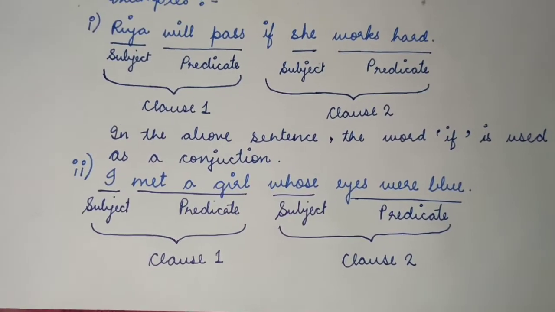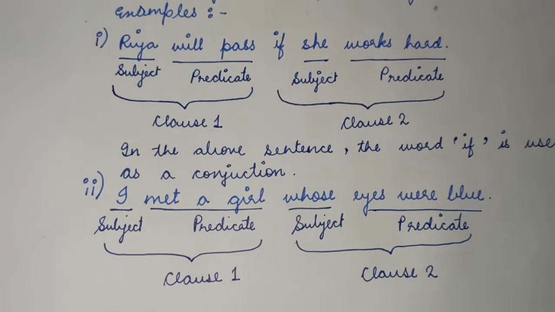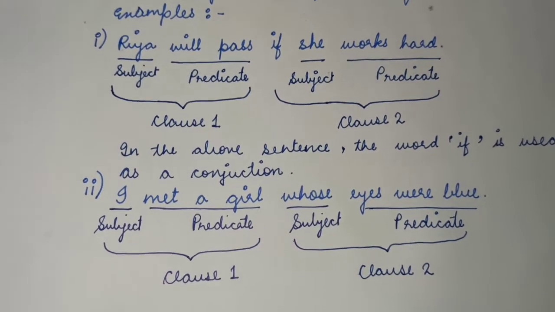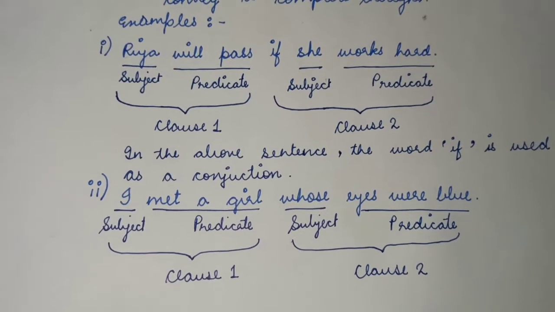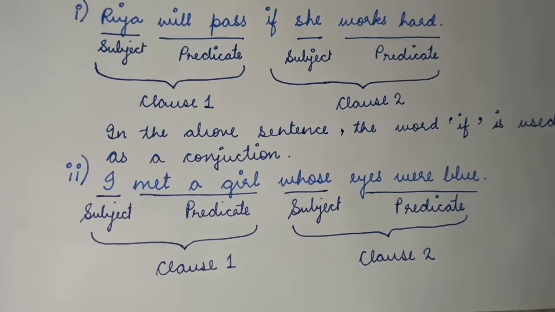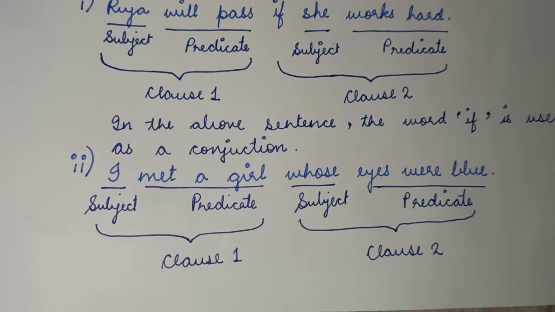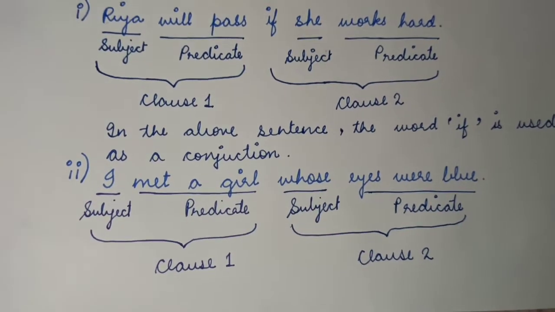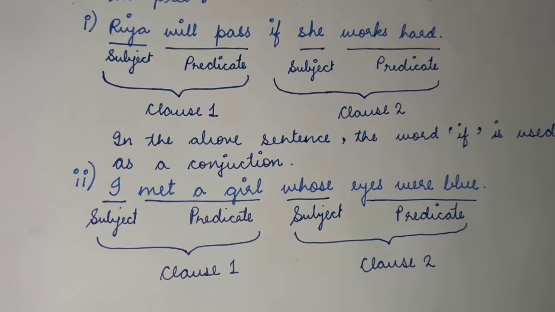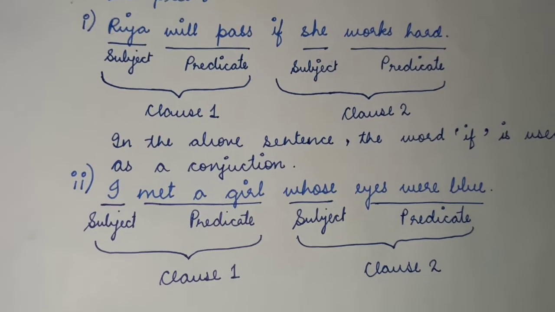Example number 1. Ria will pass if she works hard. So, in this sentence, we have two clauses. The first clause is Ria will pass, and the second one is if she works hard. In the first clause, the subject is Ria and will pass is its predicate. And in the second clause, we have the subject as she. She is the subject because it refers to Ria, and the predicate is works hard.